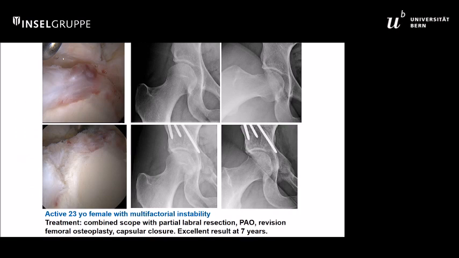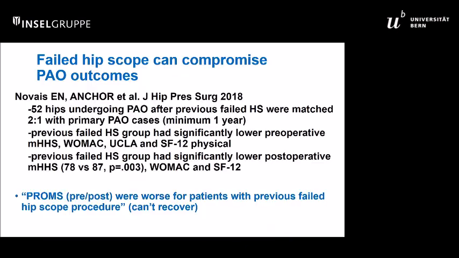So here's the findings at the time of arthroscopy, a pretty diseased labrum. I think in many hands in the US, this would get a labral reconstruction, maybe without a PAO. But here a PAO overpowers the residual problems of the psoas, of the labrum, of the capsule, and has an excellent outcome in this patient that's durable now 7 years down the road.